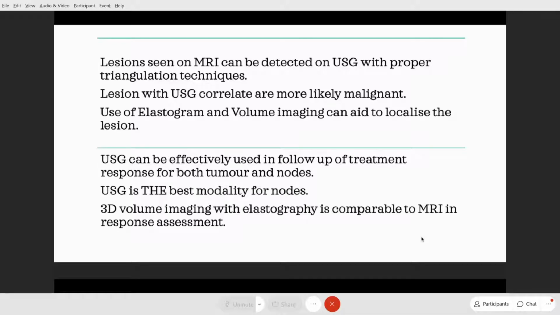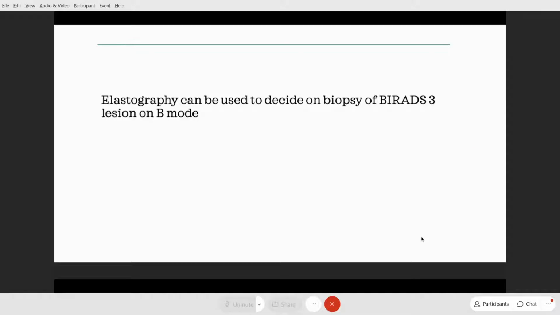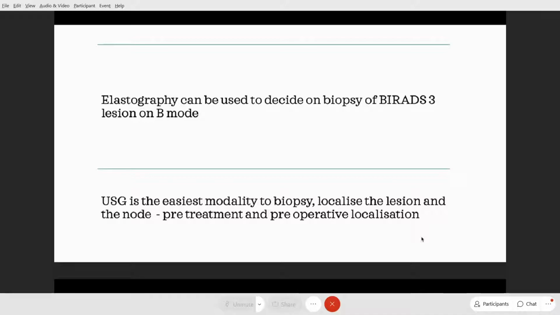It can be used effectively for follow-up of neoadjuvant chemotherapy, both for the tumor and for the axillary nodes. Though for tumor, MRI is superior. Axillary nodes, ultrasound is the best modality to assess the treatment response. And 3D volume imaging with elastography is comparable to MRI and is going to be a promising equivalent to assess the treatment response. Elastography can sometimes be used to decide the biopsy on a BI-RADS 3 lesion. And we all know ultrasound is the easiest modality for all breast interventions.